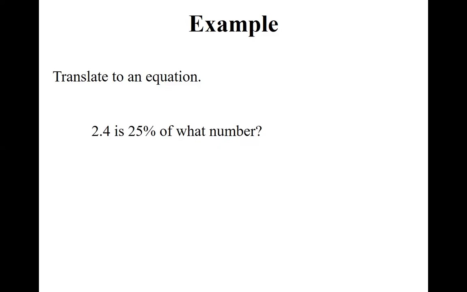2.4 is 25% of what number? Well, again, everything means something. 2.4 is 2.4. Is equals. 25% is 25%. Of is multiplication. What number is our unknown, is our n. So 2.4 equals 25% times n.